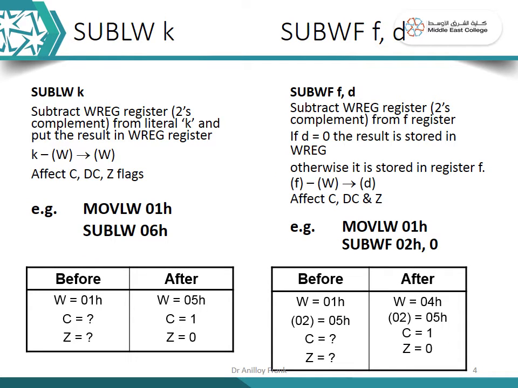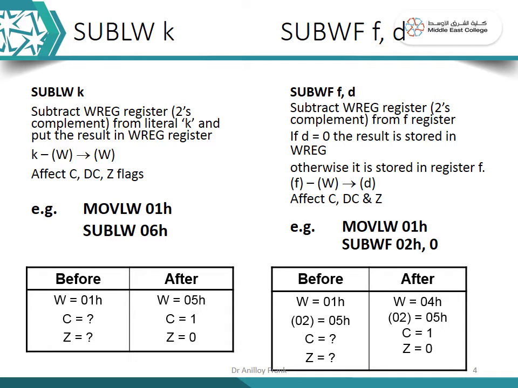The SUBLW and SUBWF instructions. The SUBLW instruction subtracts the W register from a value. For example, MOVLW 1 copies the value 1 into the W register. SUBLW 6 subtracts the value of the W register from 6, resulting in 5.